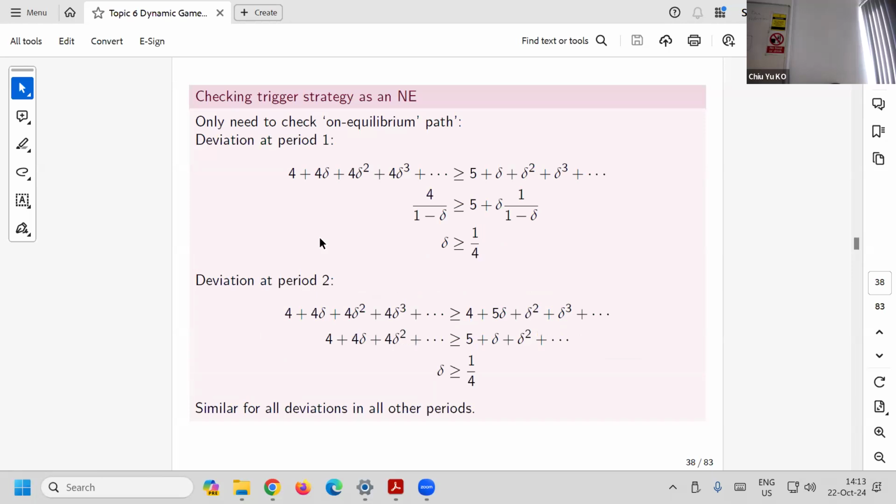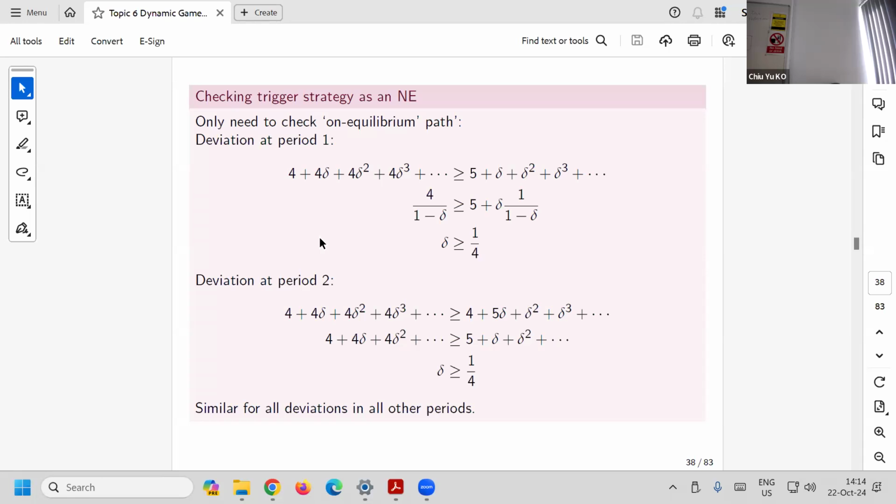So this is how we check the Nash equilibrium. You can check for every period. This is the same problem: the second period, the same idea. You get 4 first, and in the second period you deviate, the same thing. So no matter which period, you don't deviate. That's a Nash equilibrium, because you can't improve by changing. So this is a Nash equilibrium.